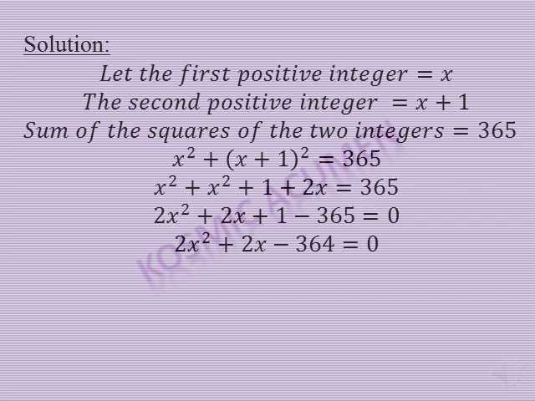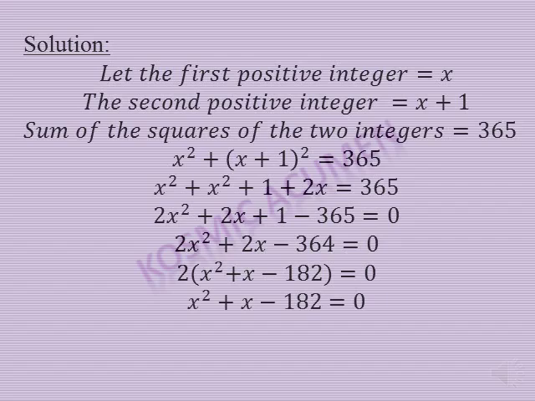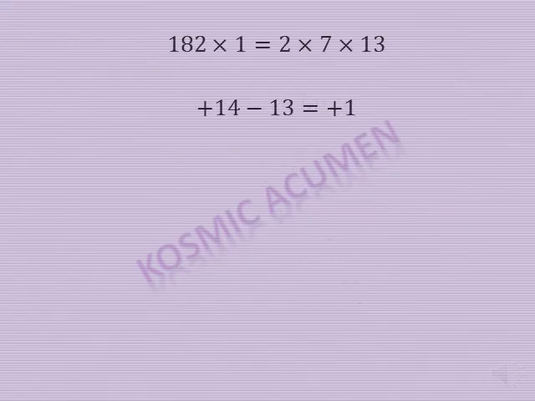We further solve this and we get 2x² + 2x − 364 = 0. Now we can see that 2 is common in these three terms, so we'll take that common and inside the brackets we'll be left with x² + x − 182 = 0. And x² + x − 182 = 0 is the equation that we have.